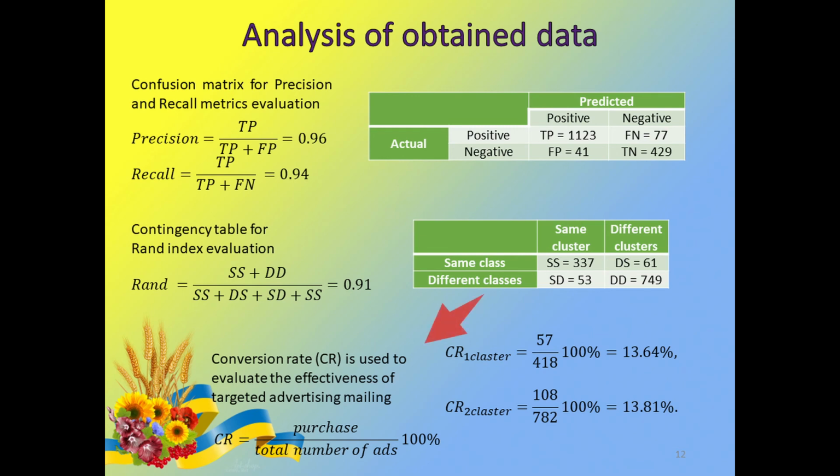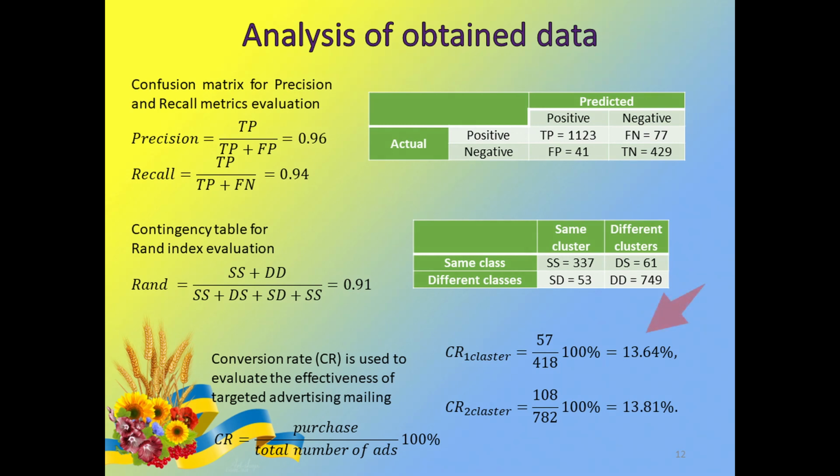Conversion rate has been used to evaluate the effectiveness of the targeted advertising mailing. Different advertisements about the new service of the sport club were prepared for the clients of each cluster. The set of data was prepared according to the customer segments within a month from the date of the advertisements. An advertising campaign is considered successful if the conversion rate values reach from 3 to 5%.